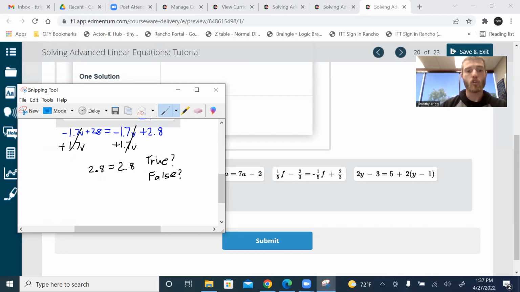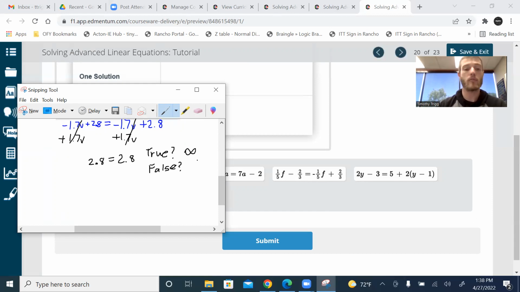So if it's a true statement, then it's going to have infinitely many solutions. Okay. So if you end up with something where it's a true statement and there's no variables here, all the variables cancel, and you have a true statement, then you're going to have infinitely many solutions. If you end up with a false statement here, you'll have no solution.